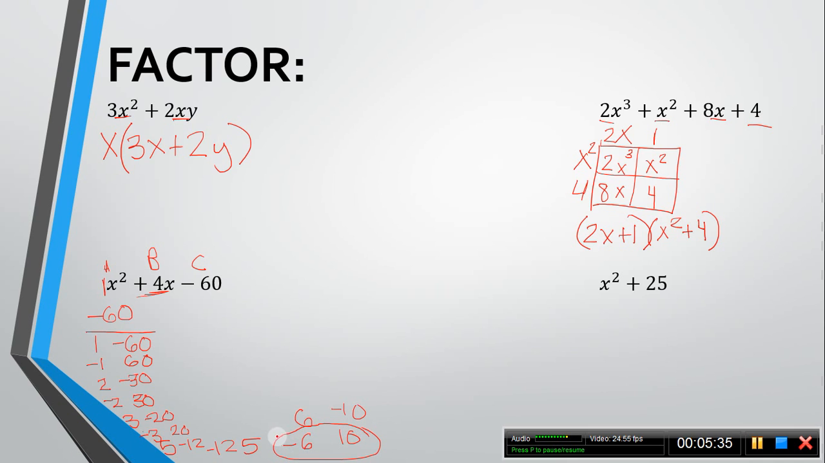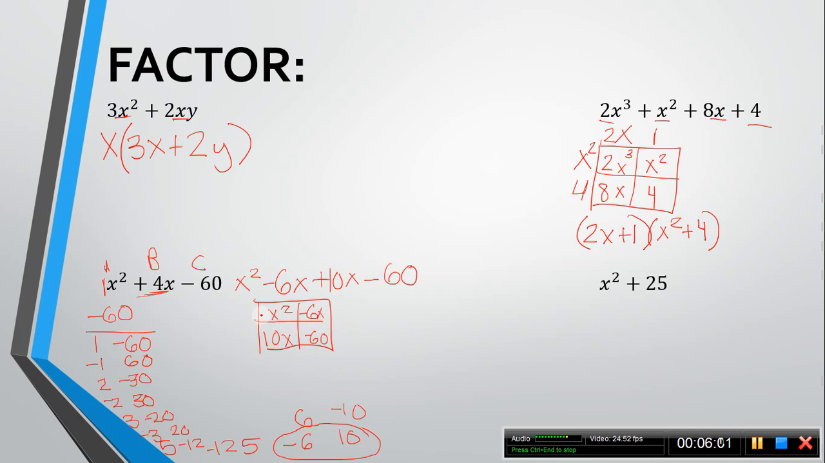So now what I'm going to do is rewrite this middle term using the two numbers I found. So I'm now going to change this into x squared minus 6x plus 10x minus 60. So now I'm going to create this into a box problem. So I'm going to get x squared minus 6x plus 10x minus 60.